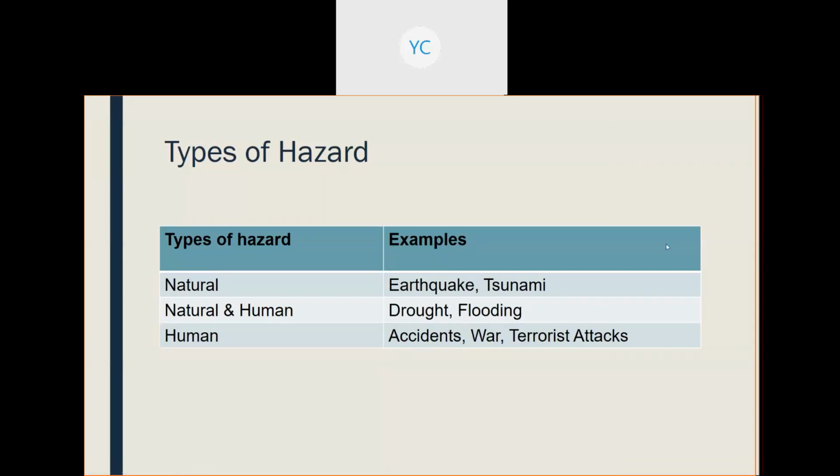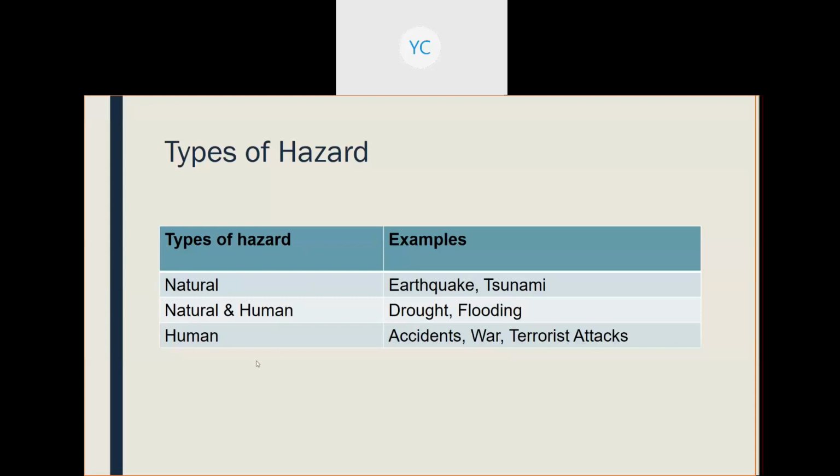Again, hazards can be categorized as either natural or non-natural. If you look at this slide, you will see that if the triggering factor is nature, it can be categorized as a natural hazard. Other than that, if it is purely of anthropogenic reasons, or the triggering factor is humans, it is a human hazard. Examples may be accidents, terrorist attacks, or wars.